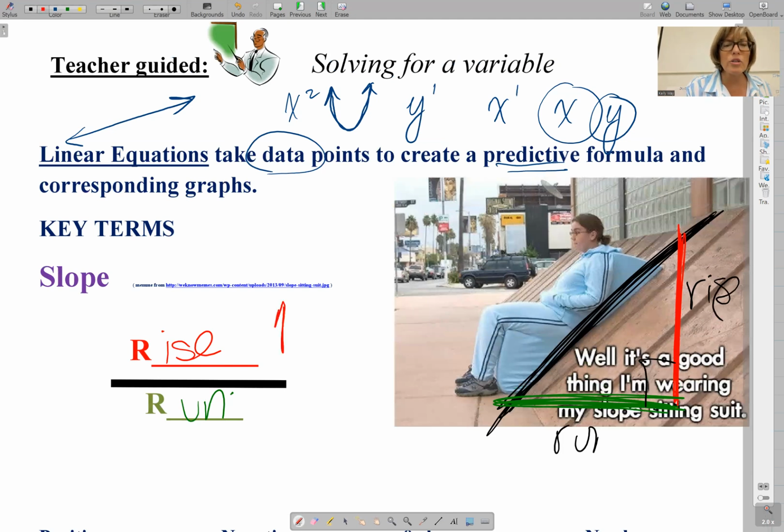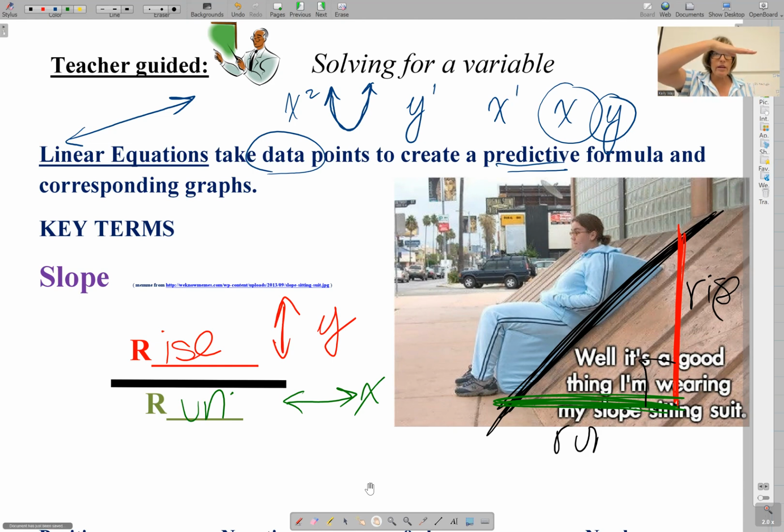When we talk about slope mathematically, the rise is associated with the y-axis. The run is associated with the x-axis. Couple things I use to remember this. Say it 3 times. Rise, wise. Rise goes with the wise. Run goes with the x's. Keep that in mind. We're going to come back to that in just a little bit.